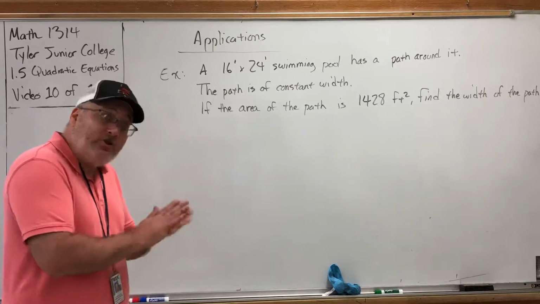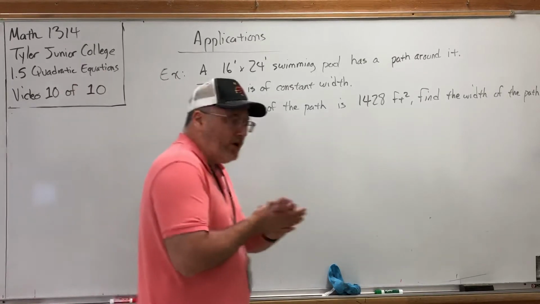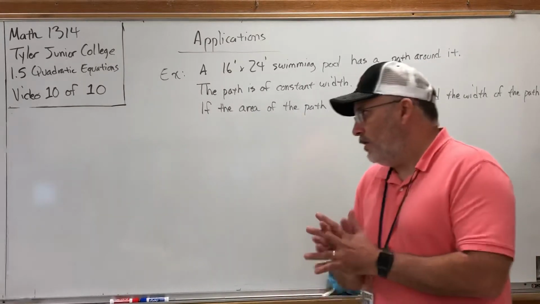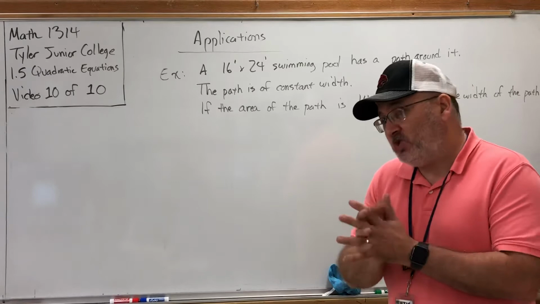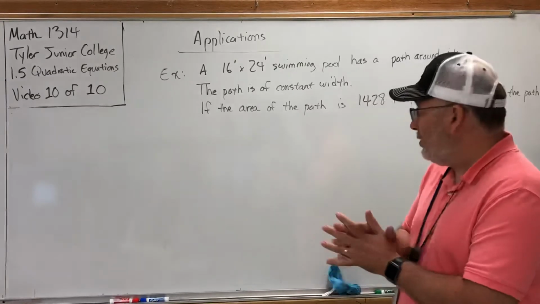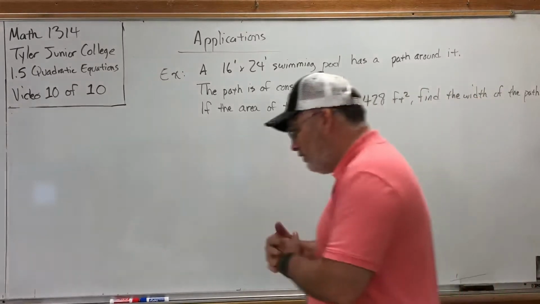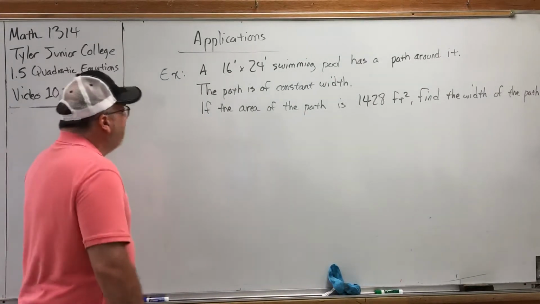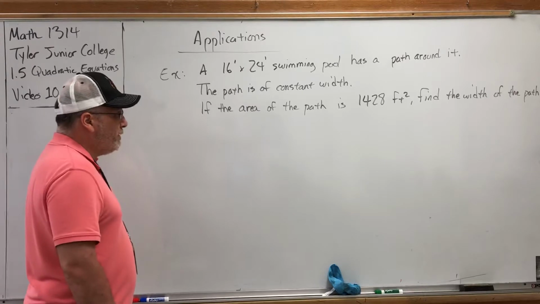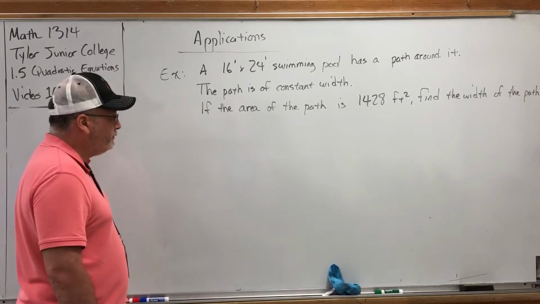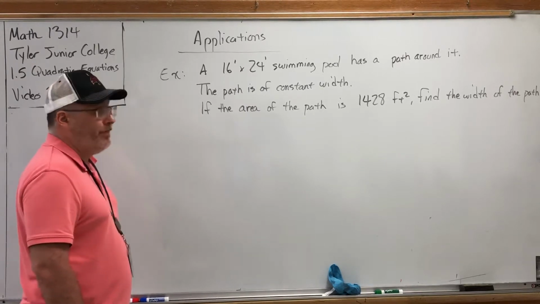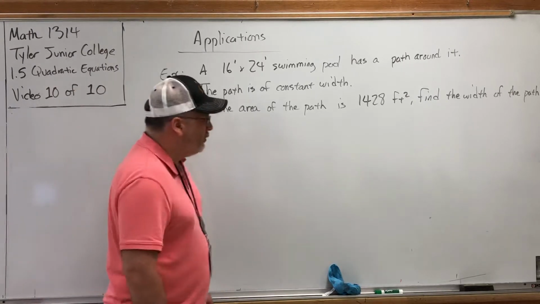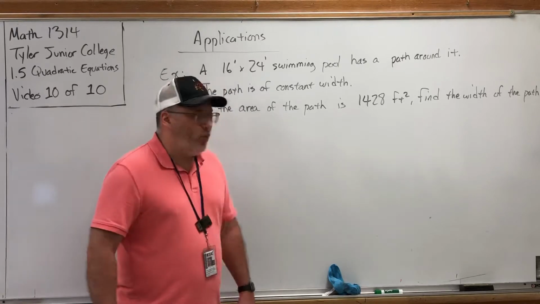So I will be the first to say that most word problems in a college algebra class are cute, but not super realistic. Now this one I could argue is not that bad, but I just wanted to give my opinion. A 16-foot by 24-foot swimming pool has a path around it. The path is of constant width. If the area of the path is 1,428 square feet, find the width of the path.